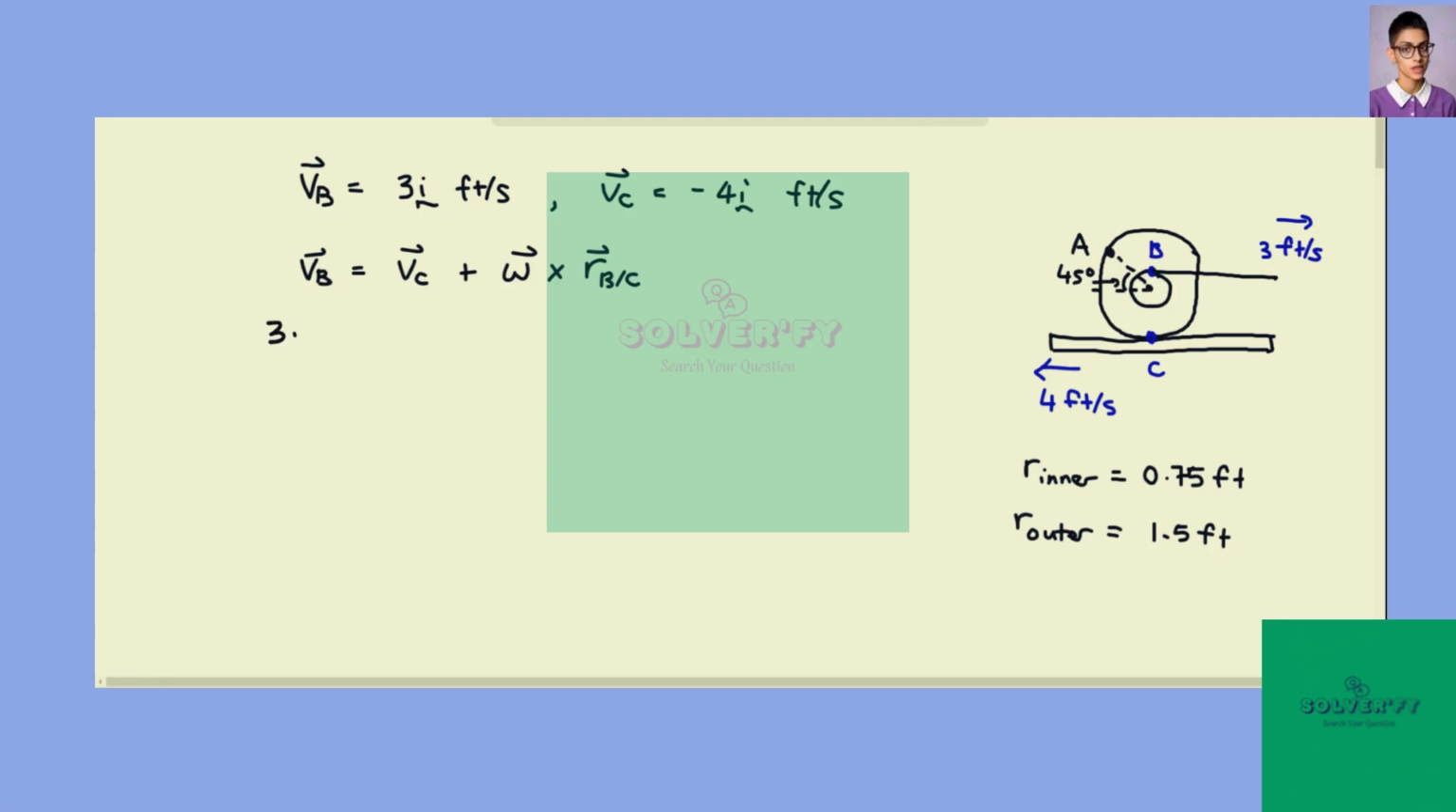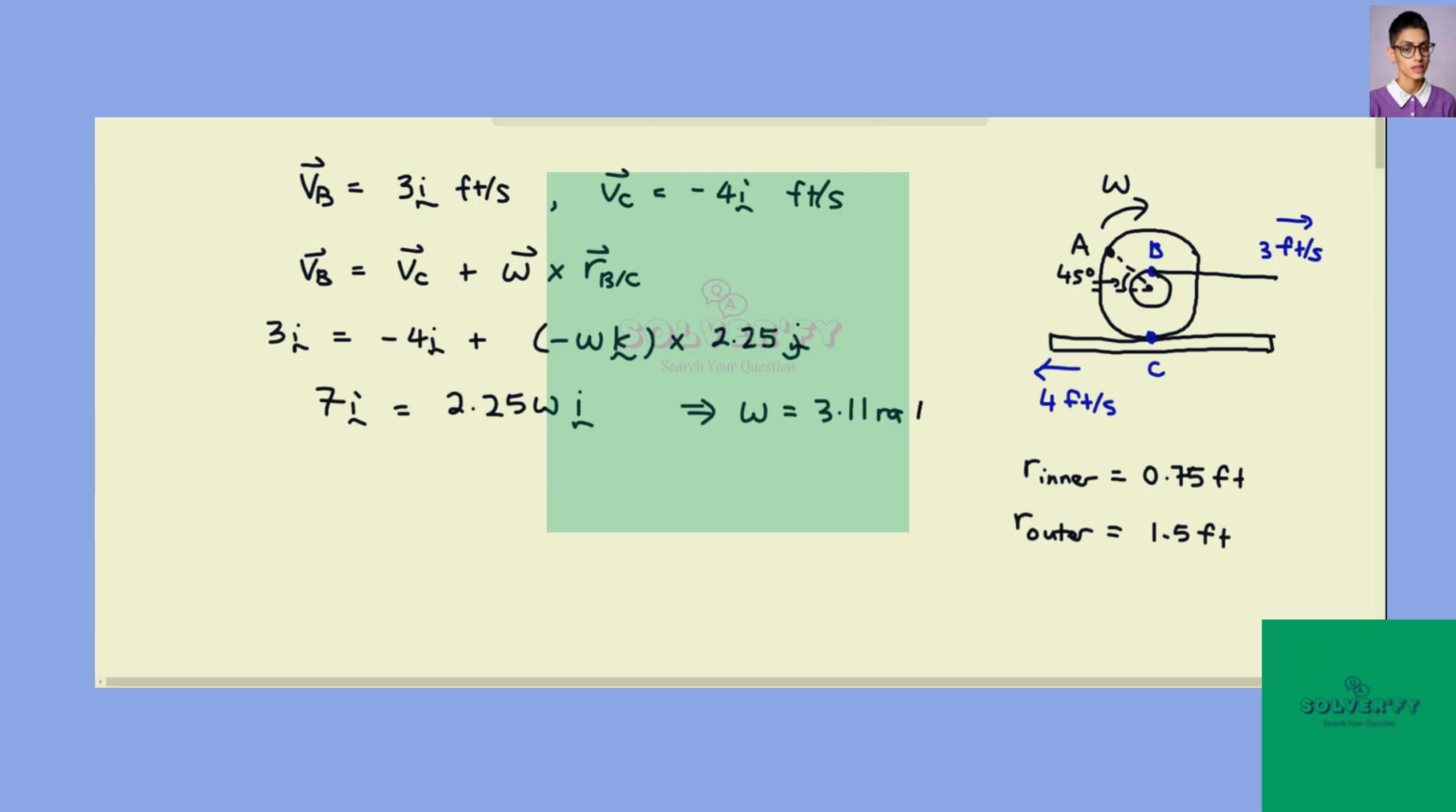So we have 3i equals minus 4i plus, in this question the gear will be rotating clockwise, so I'm going to put minus omega k cross the position vector, which is 2.25j. So we have 7i equals 2.25 omega i, which means that omega is 3.11 radians per second.